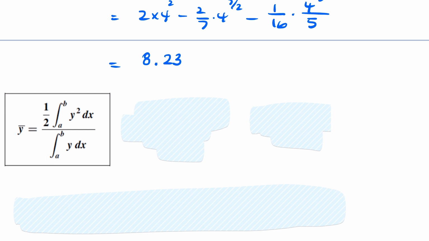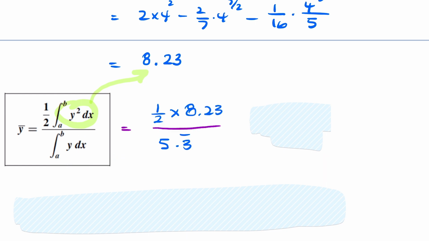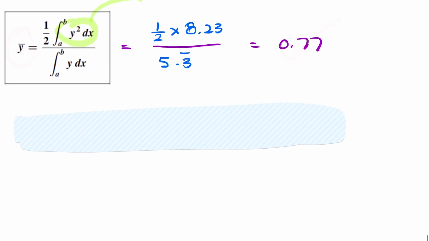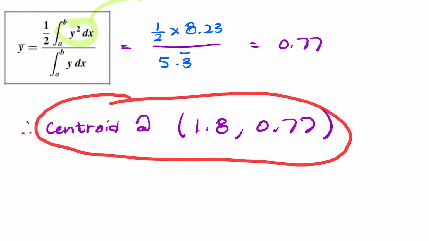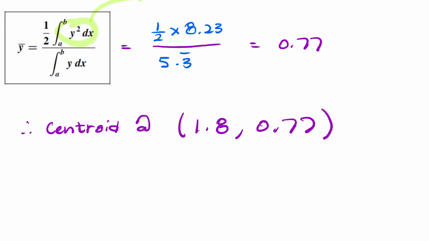Because this is 8.23. Don't forget the half. And we know this is 5.3, so we simply put that in your calculator, and that gives you your y bar. So now we're ready to find the centroid. We'll say, well, the centroid is at 1.8, 0.77.